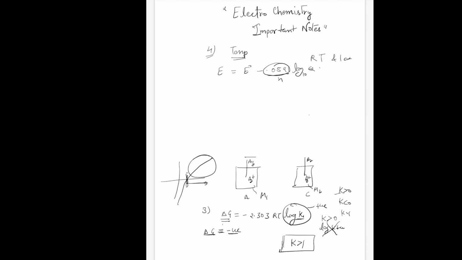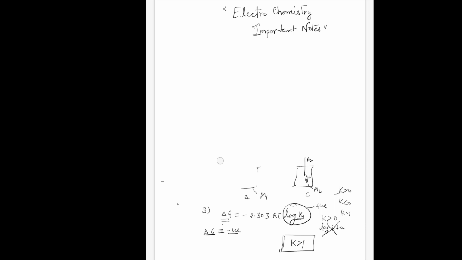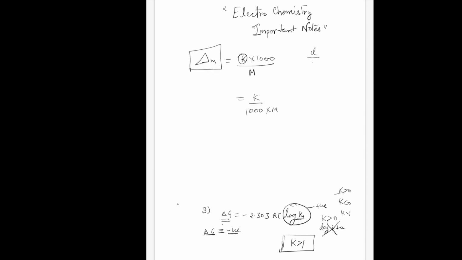The next point is about dilution and molar conductivity. In molar conductivity, everyone knows the formula K into 1000 by M. When we calculate K in centimeter; if it's in meter, it is K divided by 1000 into M. In this type of question, whenever molar conductivity comes, always remember our first prime focus should be calculating G by A, which is the cell constant, because that is the only value which is constant.